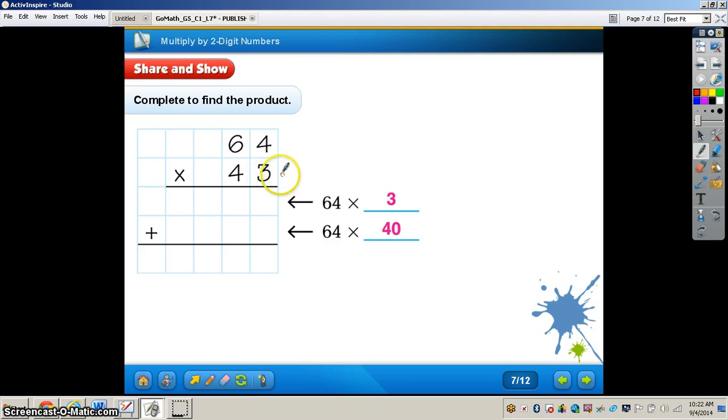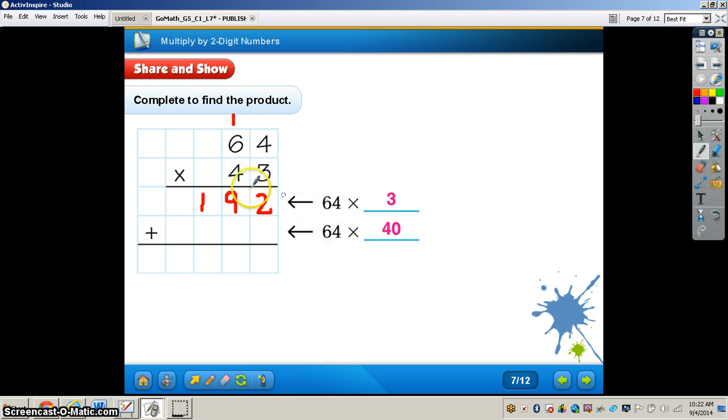So 64 times 3, so 3 times 4 is going to give me 12. Put my 2 there, carry my 1. 3 times 6 is 18 plus 1 is 19. Okay, now I'm going to use blue ink for my next step.